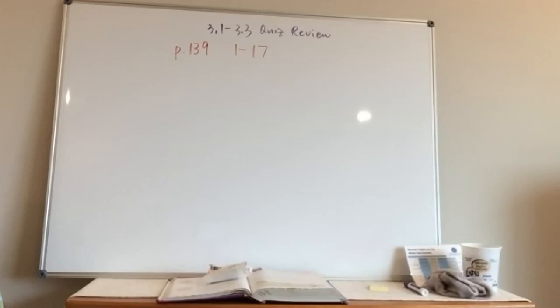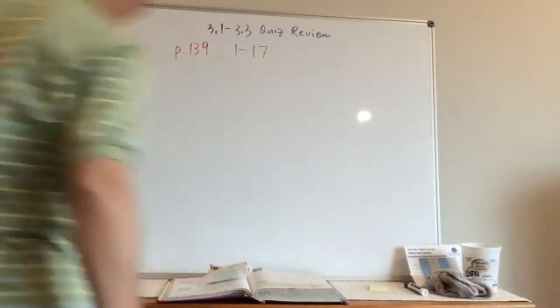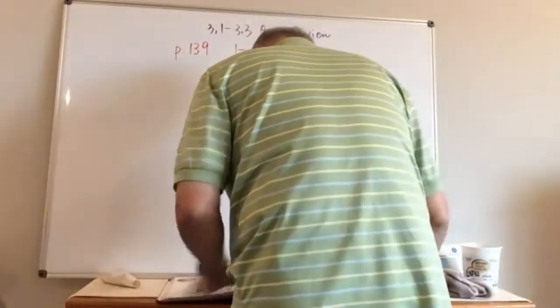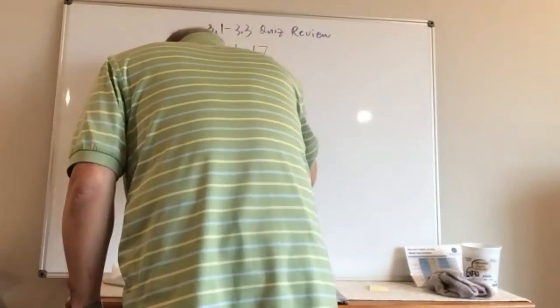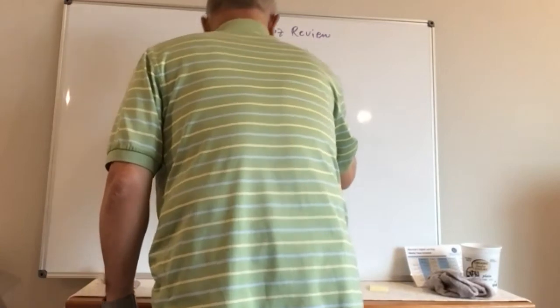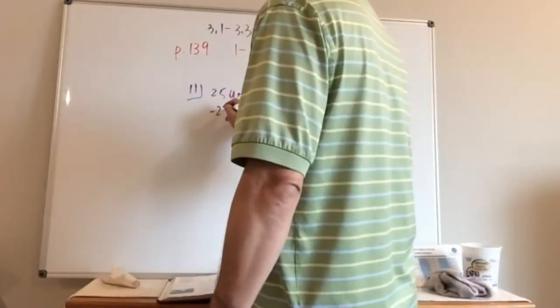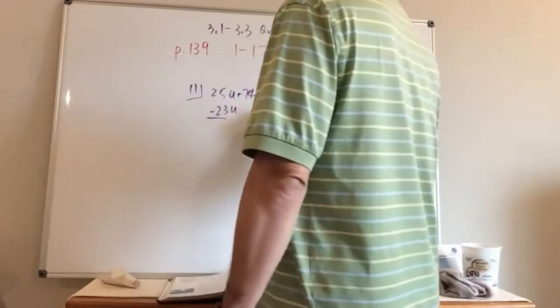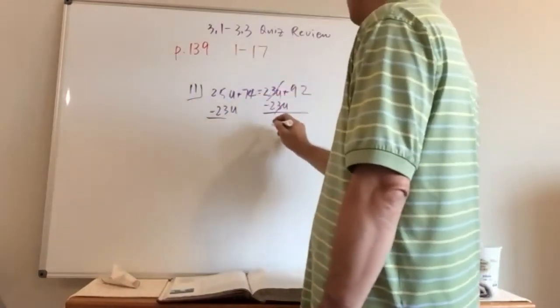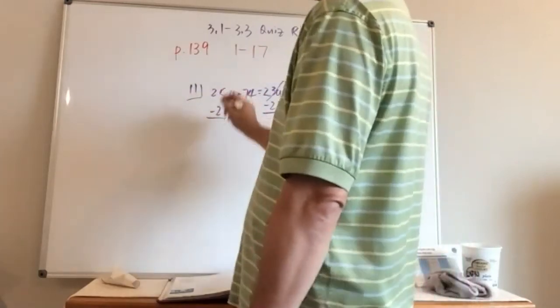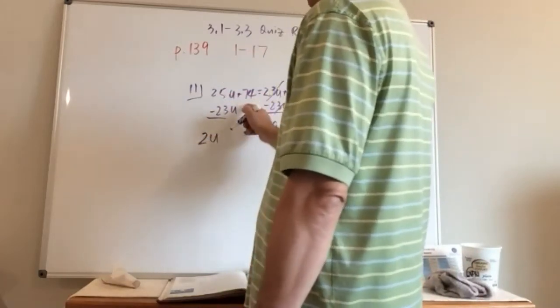Mr. On, could you show me how to do 11 again? 11. Okay, hang on a second. Okay, so let's do 11. We have 25u plus 74 is equal to 23u plus 92. So we have 25u and 23u here. Let's go ahead and subtract 23u from both sides. That'll move all of the variables to one side, right? So 23u and 23u cancel out. I have 92. 25u minus 23u is 2u. And then we have plus 74.